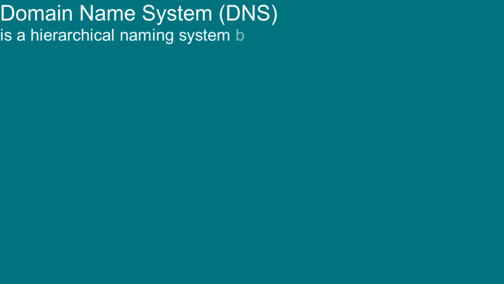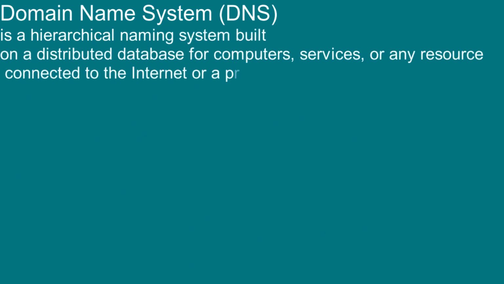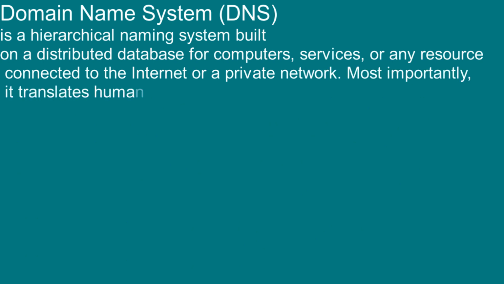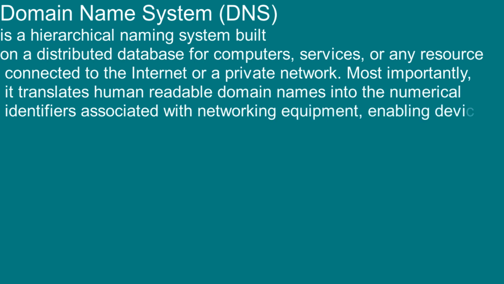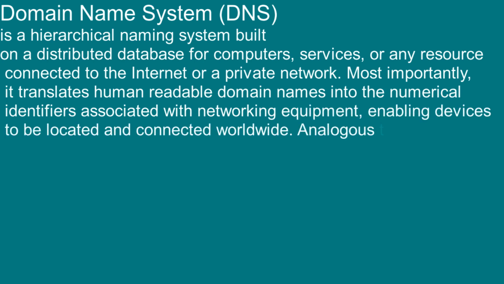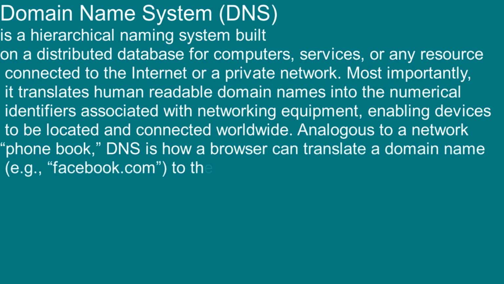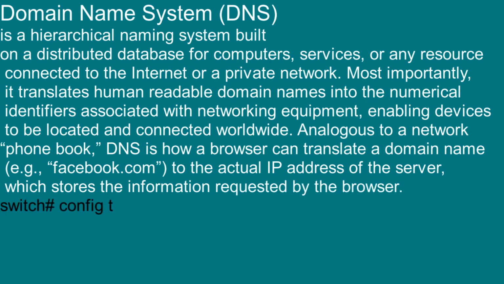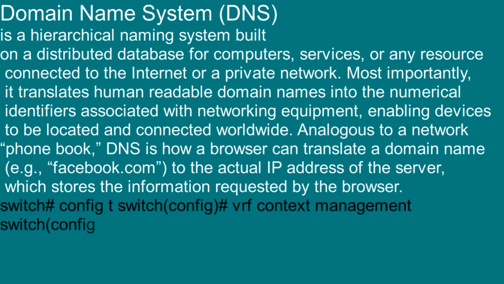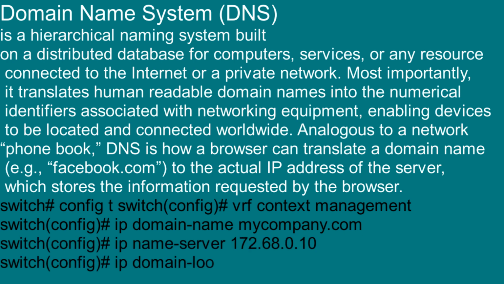Domain Name System, DNS, is a hierarchical naming system built on a distributed database for computers, services, or any resource connected to the internet or a private network. Most importantly, it translates human-readable domain names into the numerical identifiers associated with networking equipment, enabling devices to be located and connected worldwide. Analogous to a network phone book, DNS is how a browser can translate a domain name, e.g. facebook.com, to the actual IP address of the server, which stores the information requested by the browser.